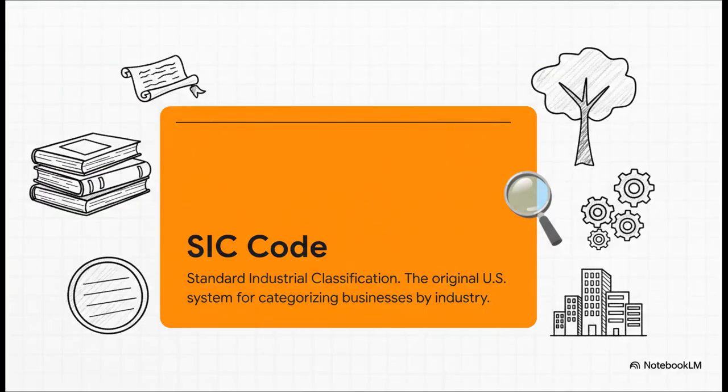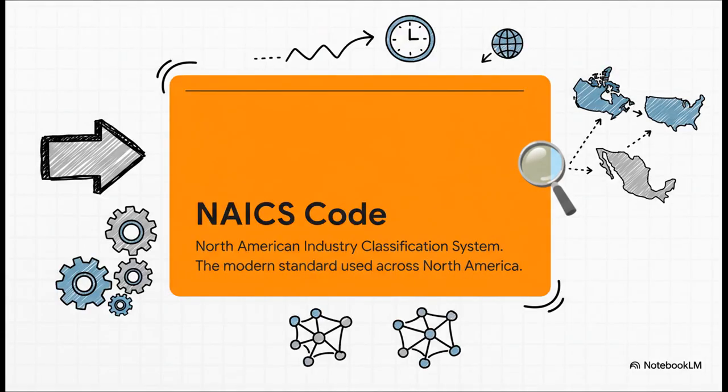First up, we've got the SIC code. That stands for Standard Industrial Classification. This system was developed way back in the 1930s, and it was the US government's original way of organizing businesses. The best way to think about it? It's just like the Dewey Decimal System you used in the library, but for companies. Every type of business gets its own specific number. Simple as that.